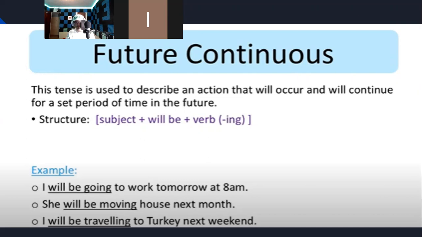She will be moving house next month. Next month, she's gonna be moving out of her house. This is gonna be happening and will continue to happen. I will be traveling to Turkey next weekend.